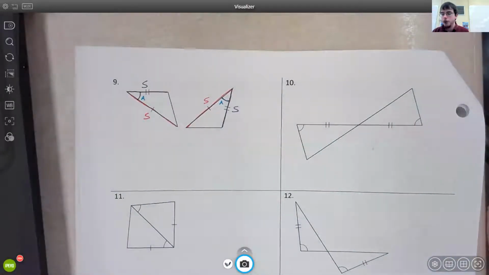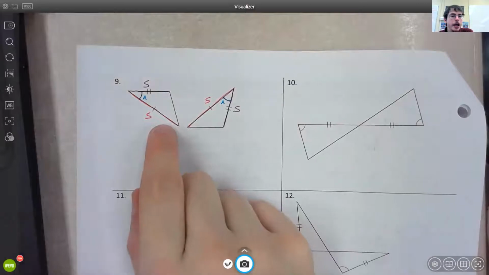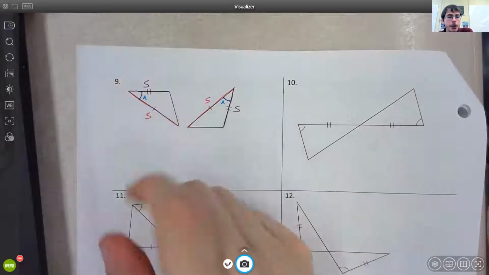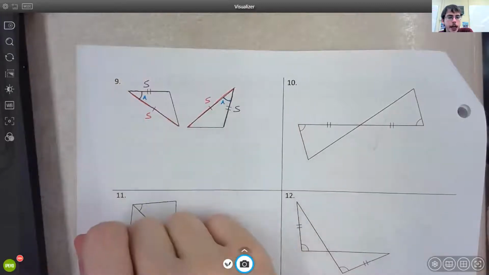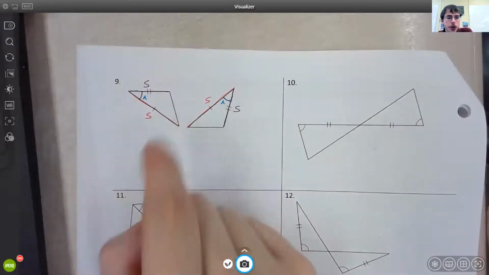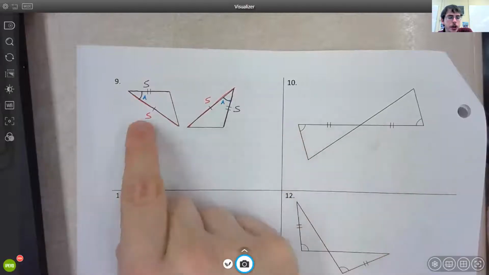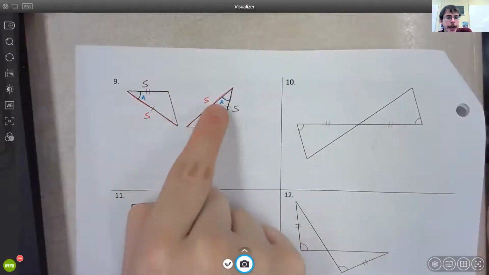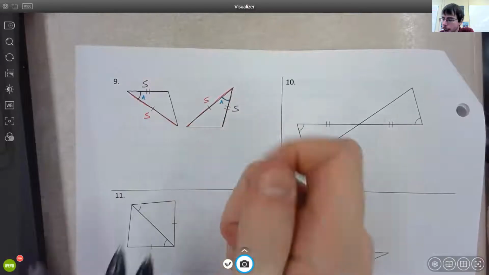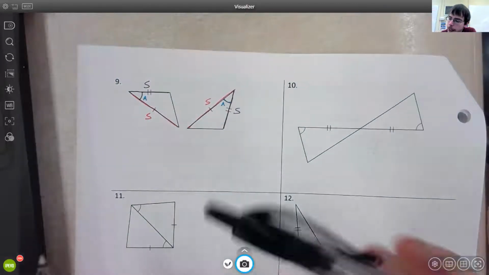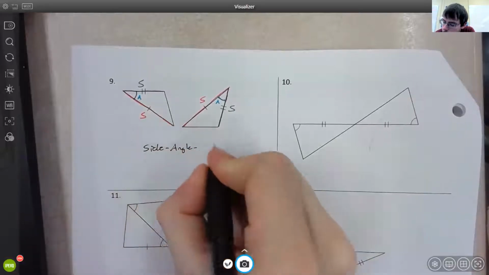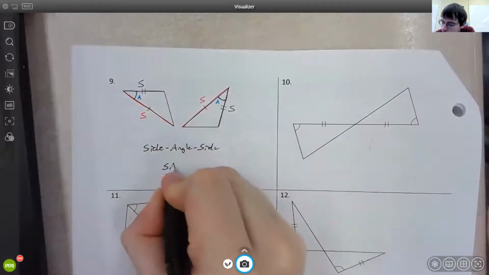So we're given two pairs of congruent sides and one pair of congruent angles. Now, the only way this will work is if those angles are between the two sides. Are the angles for both of these between the two sides? Well, the way it's drawn, we see that the angle touches both of the sides. It's in between the two sides on both of the triangles. So that means that we have side angle side, or SAS.